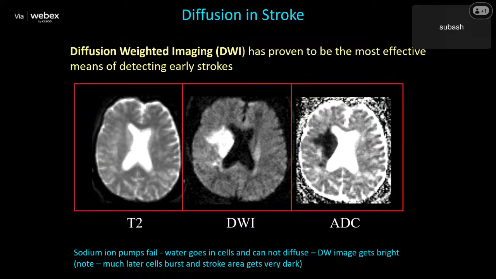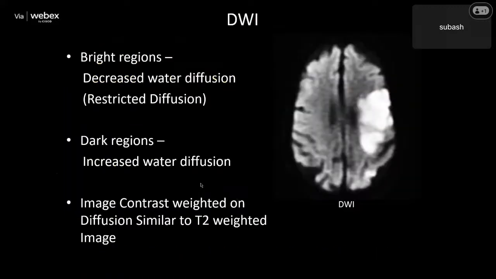Because if you miss the stroke, and there's a concept of golden hour, if you bring the patient to the hospital within a few hours, the patient can be recouped and the defect can be rectified. Because the spin echo image or the CT scan will show this stroke only after 24 hours. And by that time, all the damage would have happened to the patient. So it is very important to do diffusion weighted imaging if you suspect somebody had a brain stroke.